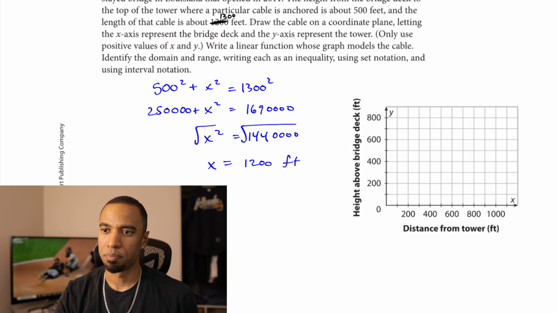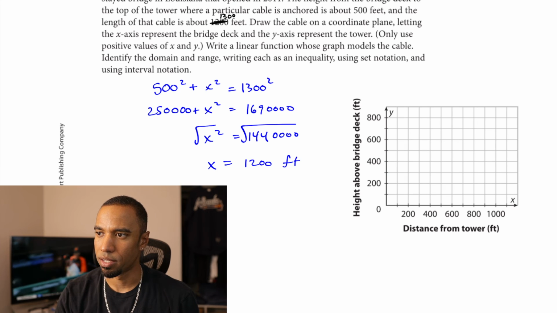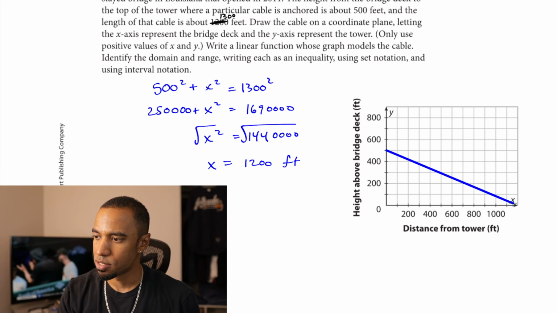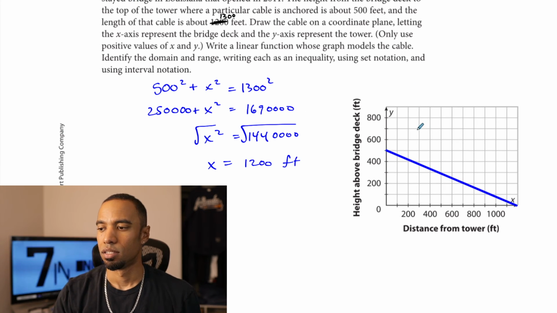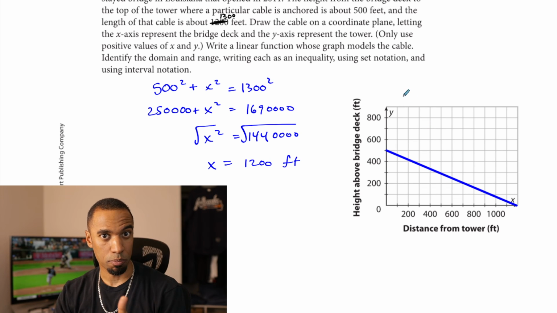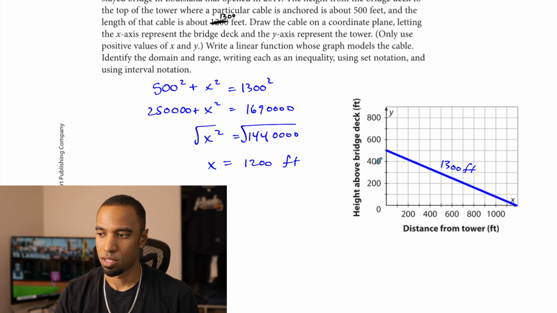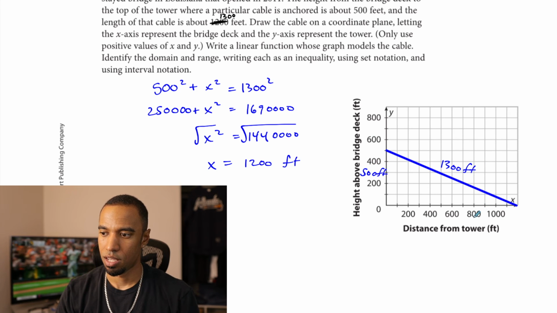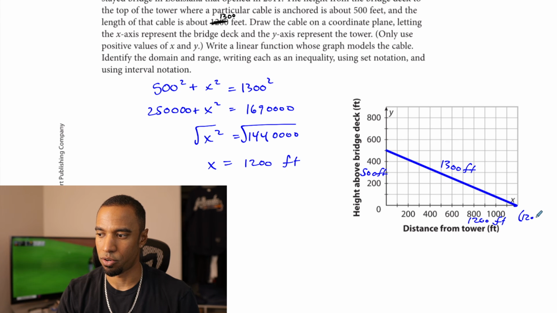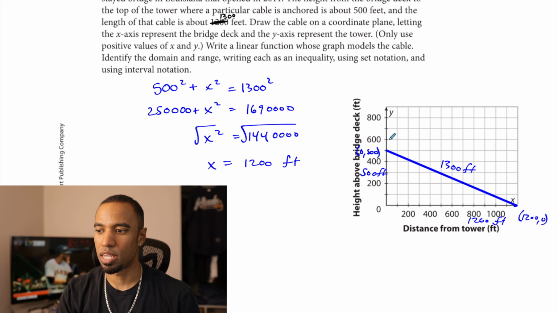So this cable, as a drawing, looks like this. This is me reinventing the problem. You have to remember that. This is me changing it. This is 1,300 feet. This is 500 feet. And this is 1,200 feet. It is actually hitting the point 1,200, 0. And this is 0, 500. Once again, you can use Pythagorean.